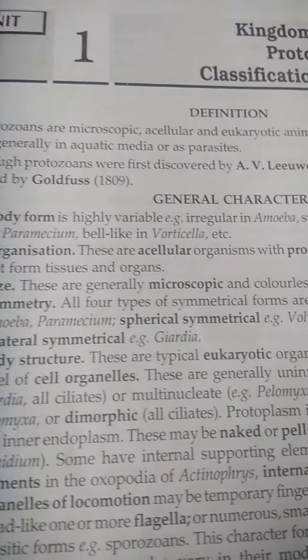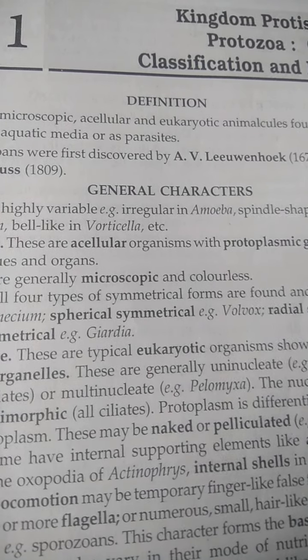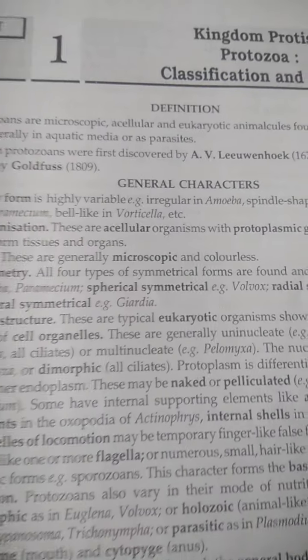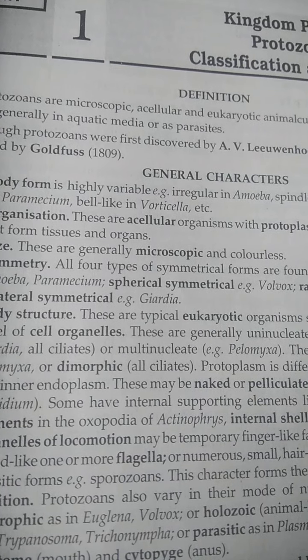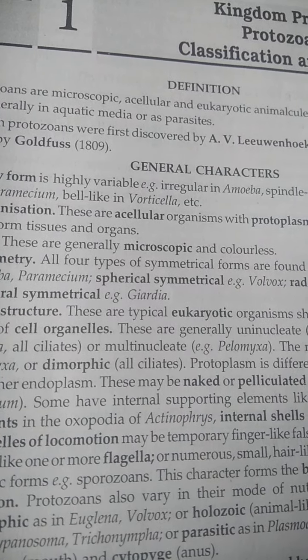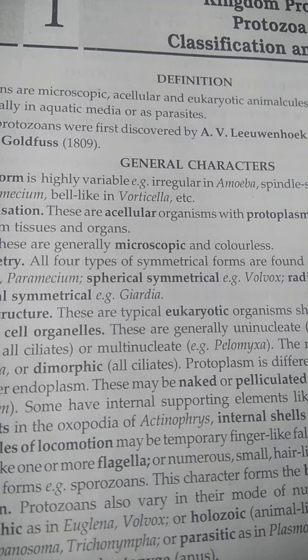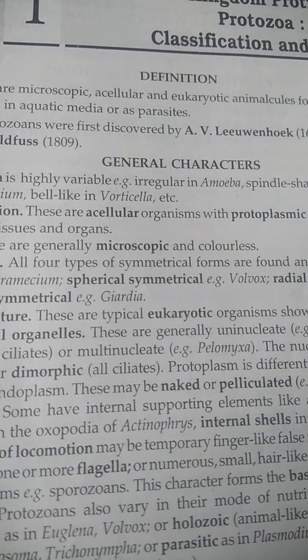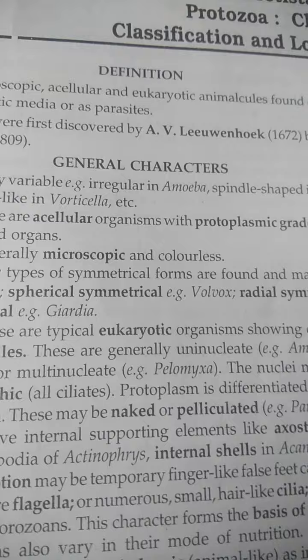Then, as I told you, we have to move to the general characters. What are the general characters? Two or three characters I've already talked about here. First of all, what type of body form do they have? Because they are very diverse, they have a variety of animal forms. For example, some of them are totally irregular in shape. When we say irregular, it means Amoeba.